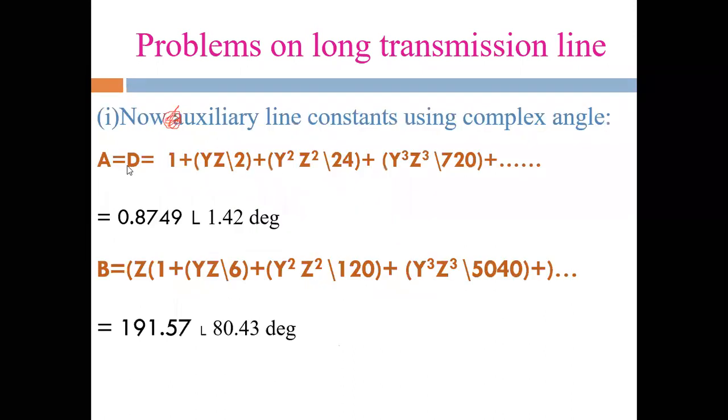What is the value for that D? D is equal to the A. A is equal to D is equal to 0.8749 at an angle of 1.42 degrees.